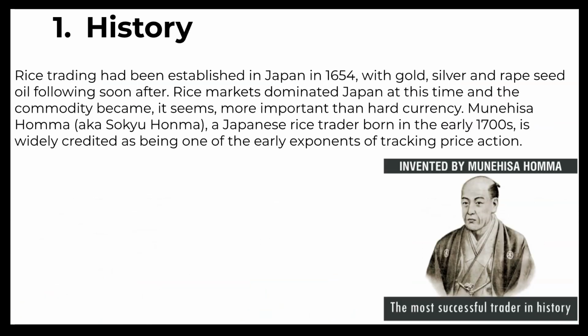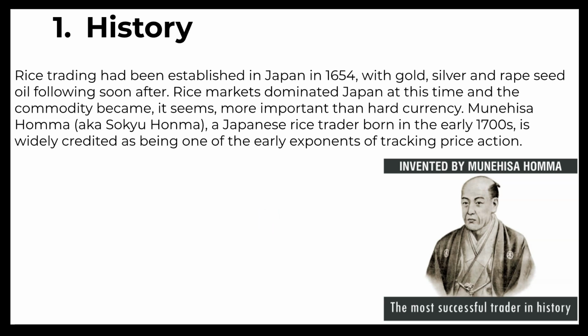Number 1, history. Rice trading had been established in Japan in 1654, with gold, silver, and rapeseed oil following soon after. Rice markets dominated Japan at this time, and the commodity became, it seems, more important than hard currency. Munehisa Homma, a Japanese rice trader born in the early 1700s, is widely credited as being one of the early exponents of tracking price action.